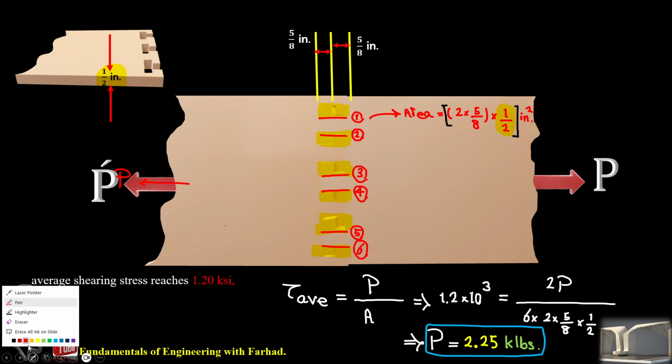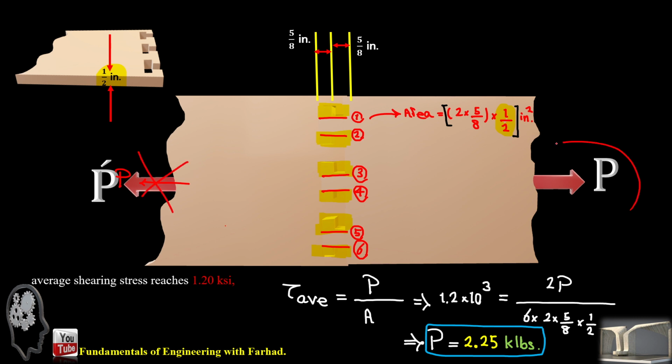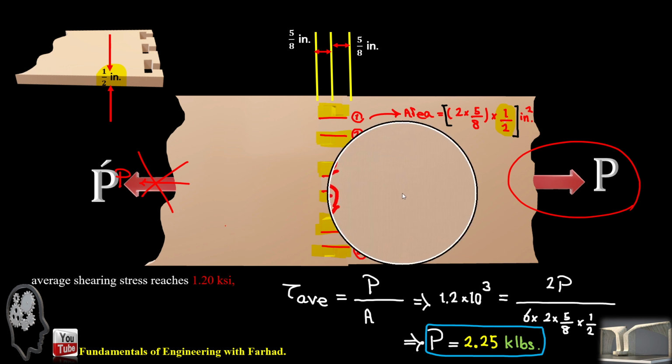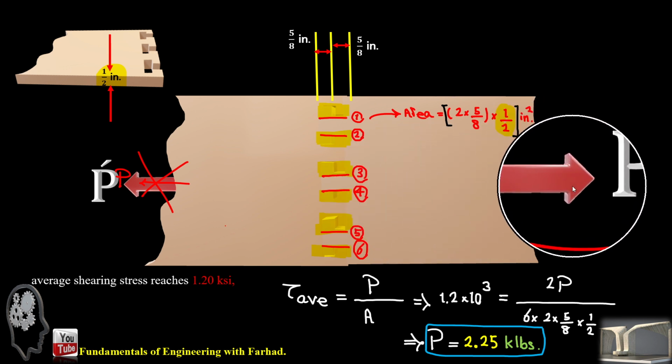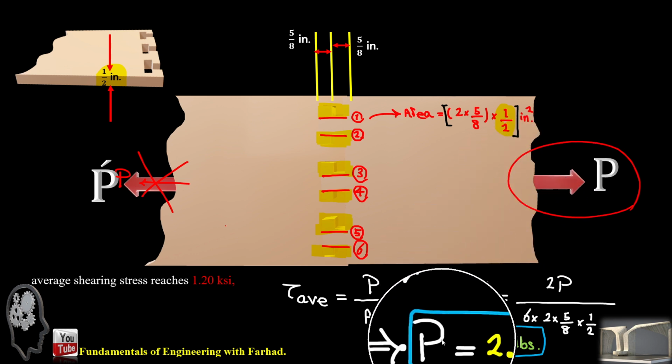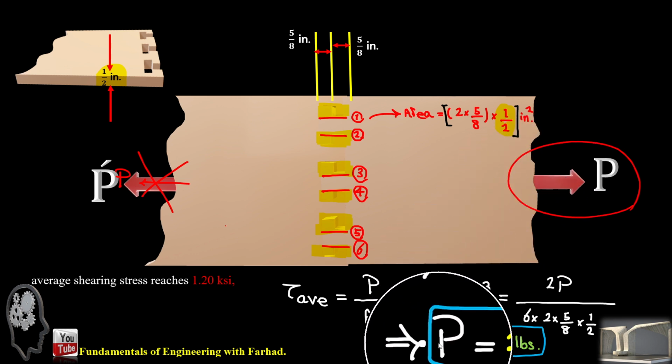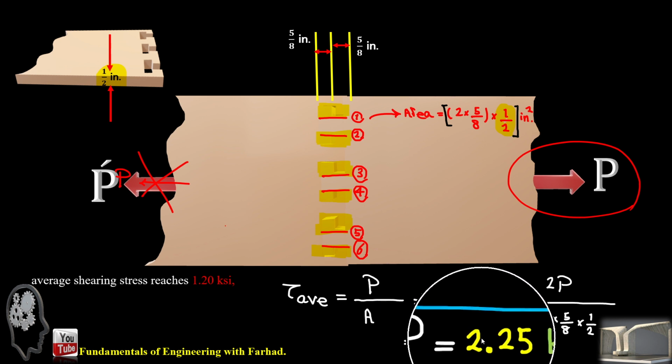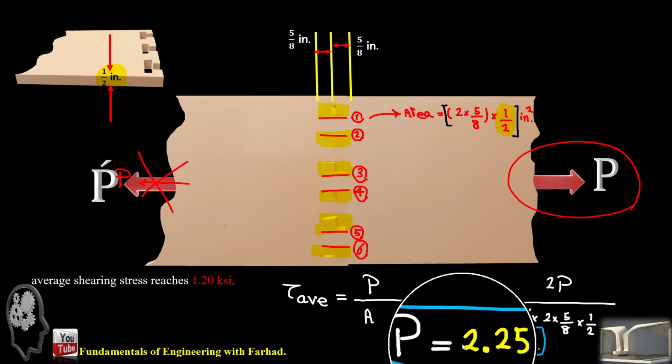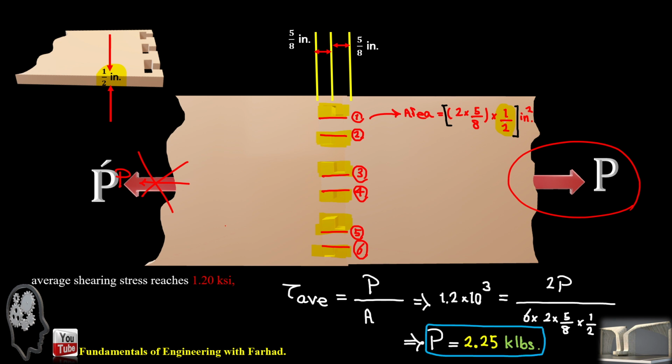If we have the same problem, but consider we want to eliminate one of these forces. So what if we are pulling the plate, in the same configuration, but only pulling a tensile force from one end? In that sense, we will increase the capacity for handling the force by 2x. So that time P will be 4.5 kilopounds.